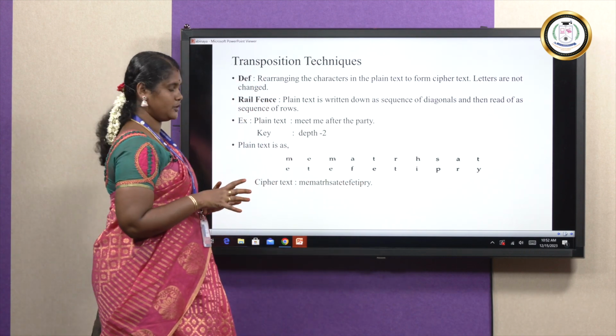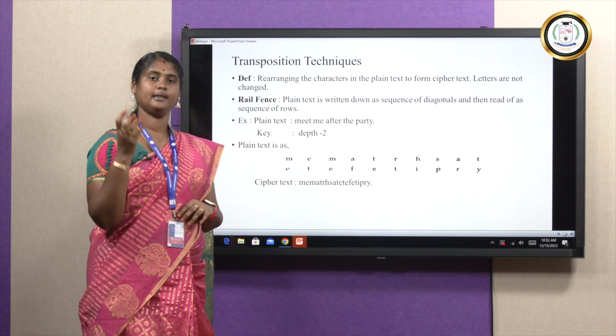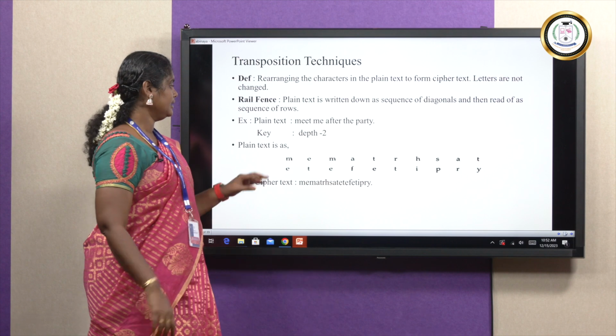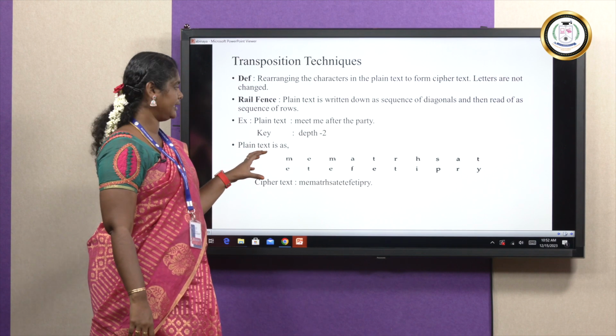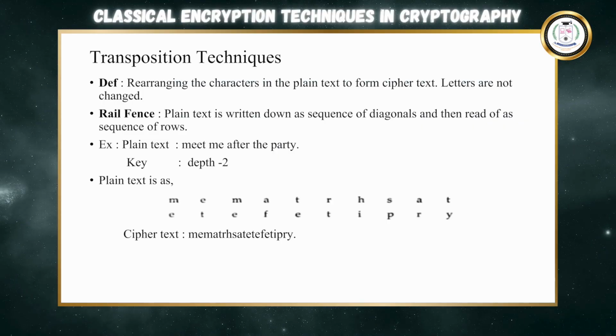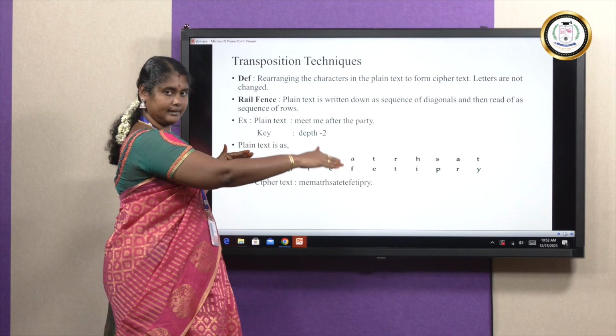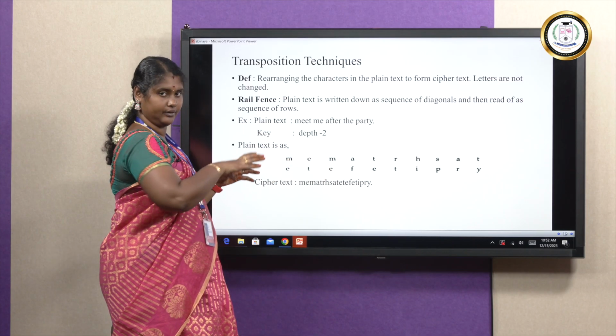So in the transposition technique, whatever the plain text you are having, we are not replacing the data, you are just rearranging the data. So here I have given a depth of 2. That's why meet me after the party, with depth 2, we are having it in a zigzag way. Once you have completed the writing work, then you need to create your ciphertext.